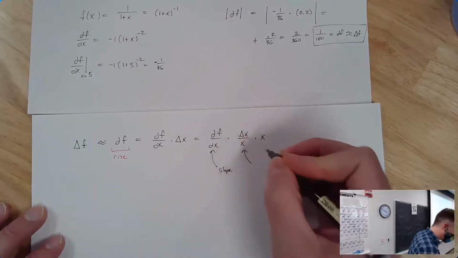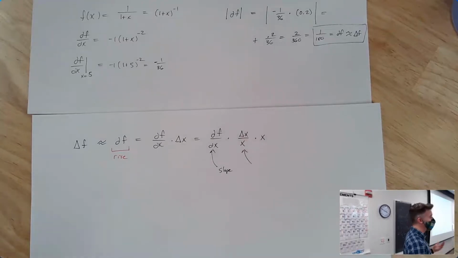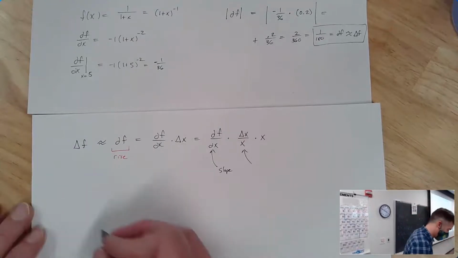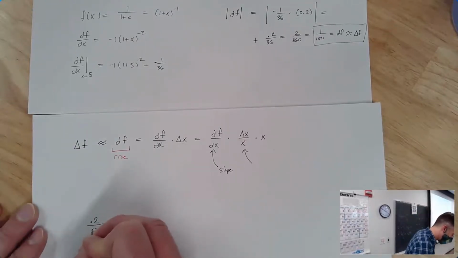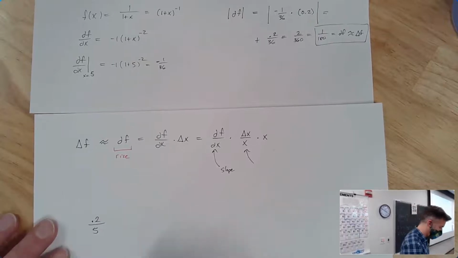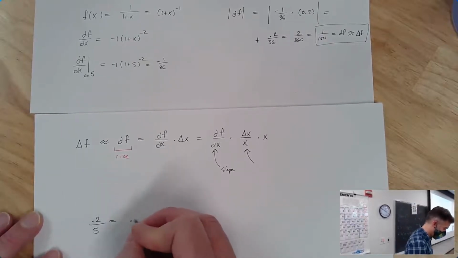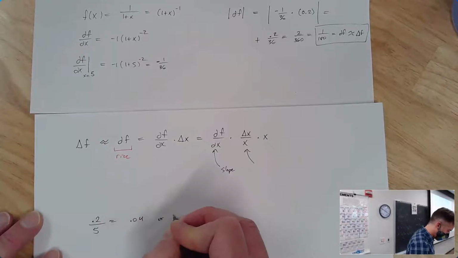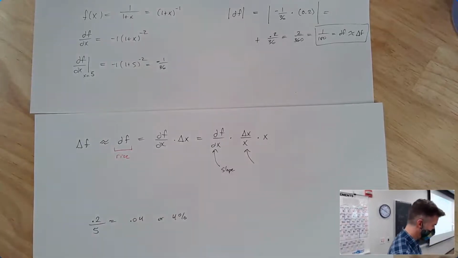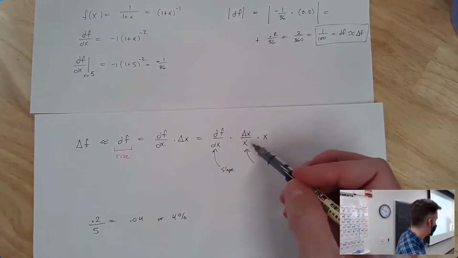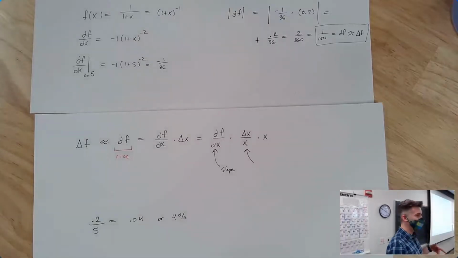And delta x over x is the percentage change in x. Right? You're talking about the change in x divided by x. If I'm at 5 and I change by 0.2, 0.2 divided by 5 is 0.04, or 4%. So what this is doing for me is allowing me to not actually have to find that 0.2 value that I found in the first place.